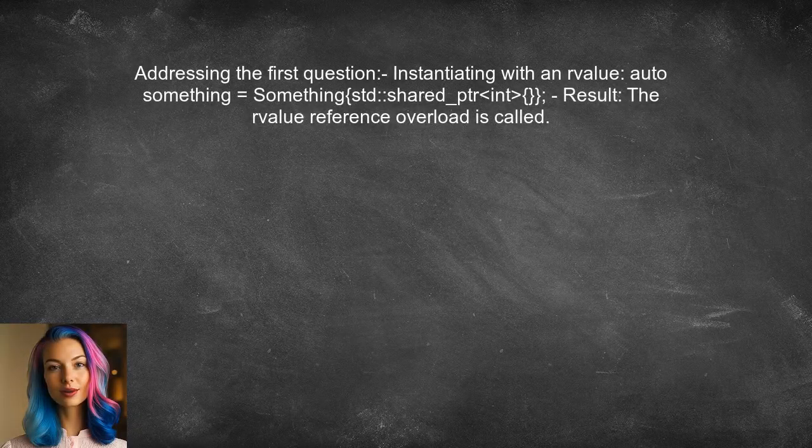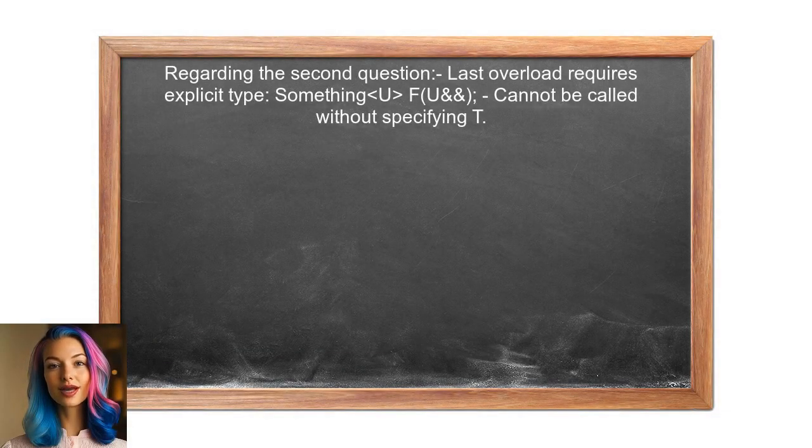To address the user's first question, when instantiating the template with an R-value, the R-value reference overload will indeed be called. This is because the first overload is a forwarding reference, which allows it to bind to R-values. For the second question, the user is correct that the last overload cannot be called without explicitly specifying the type parameter. This is due to the way template argument deduction works in C++.